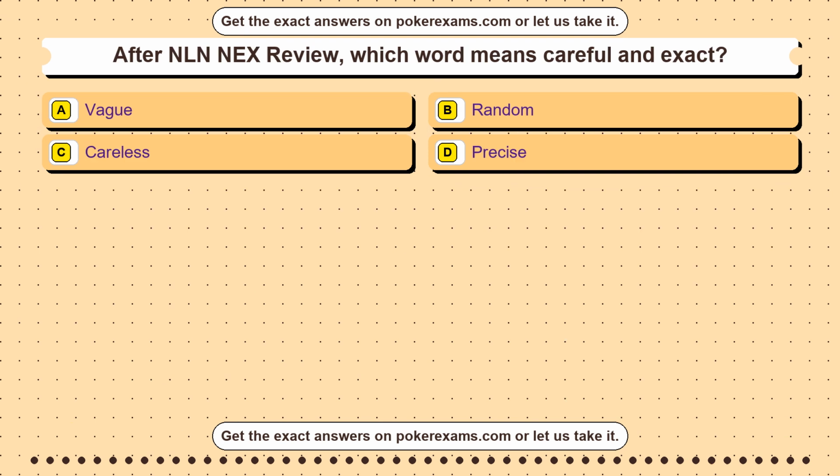Question 26. After GED reading practice test, which sentence is complete? Option A. The author explains the evidence. Option B. Because the test began. Option C. After the answer. Option D. Although the graph changed.